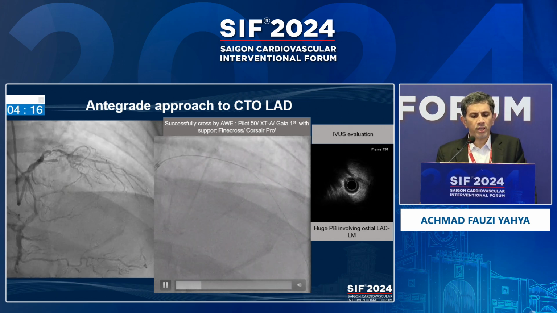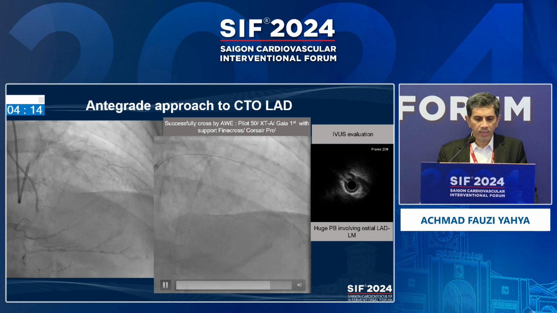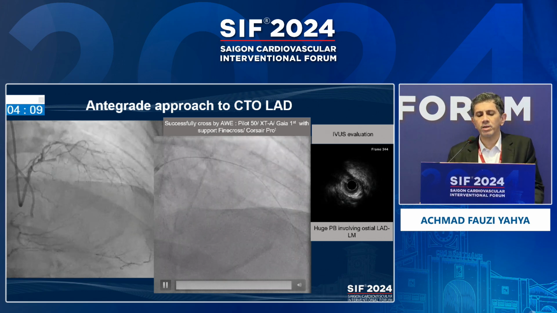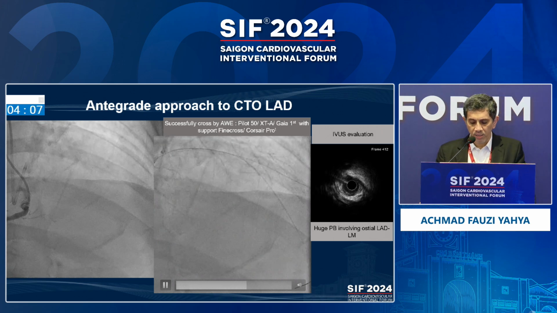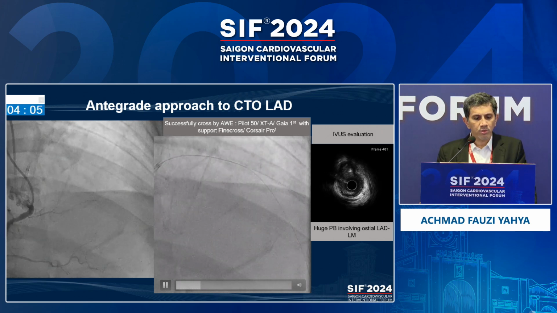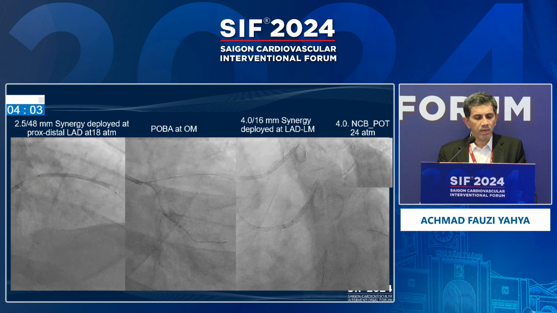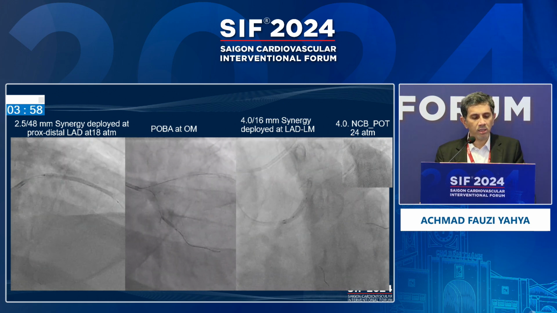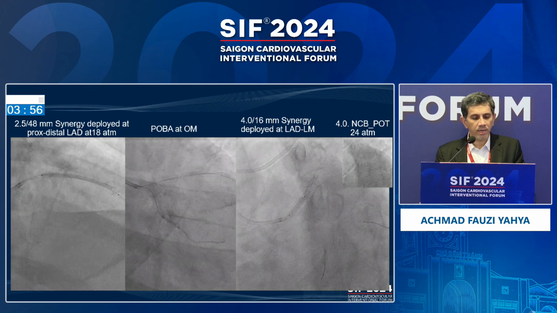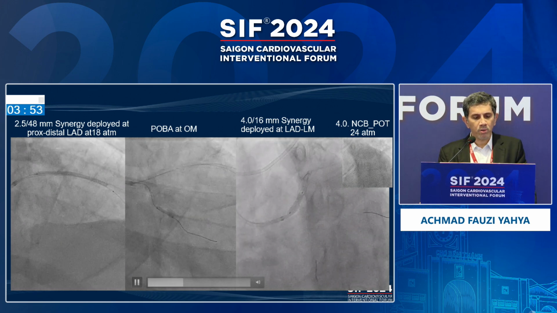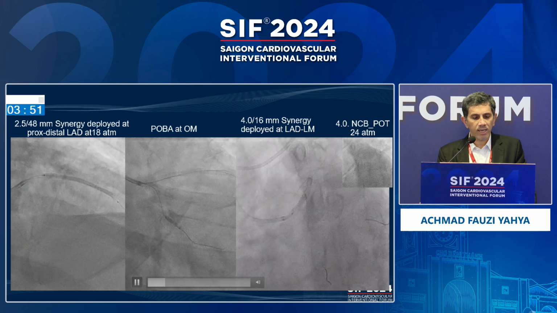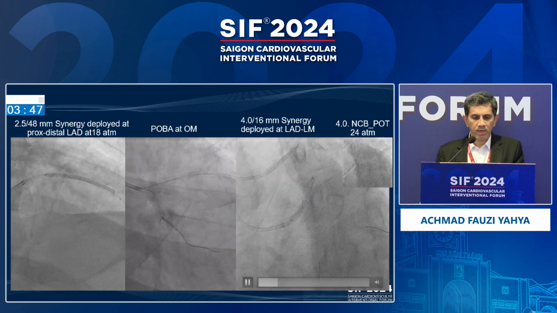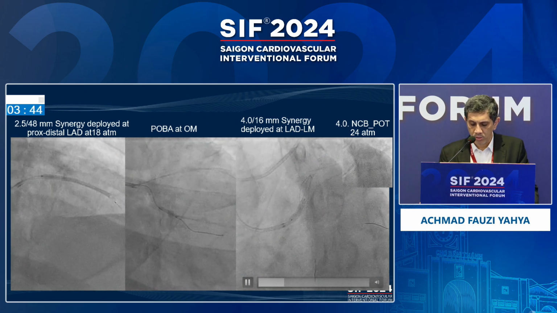So we successfully crossed the CTO, and then we used IVUS evaluation. We demonstrated a huge plaque burden involving the ostial LAD to left main. So we had to perform left main LAD stenting, but after stenting the distal mid LAD, we dilated the circumflex using a balloon, and then put the Synergy to the LAD left main, and ended up with the POT.